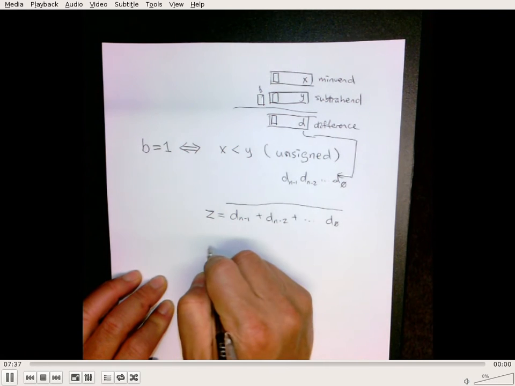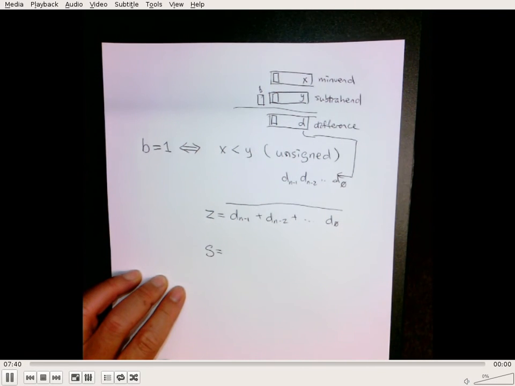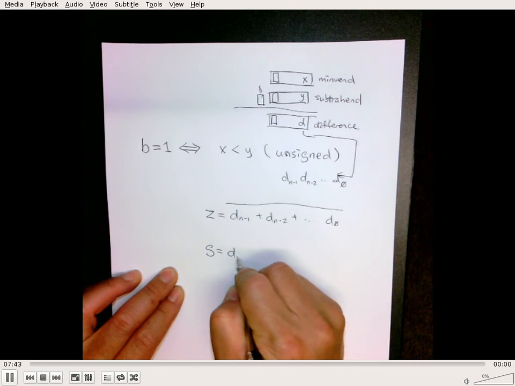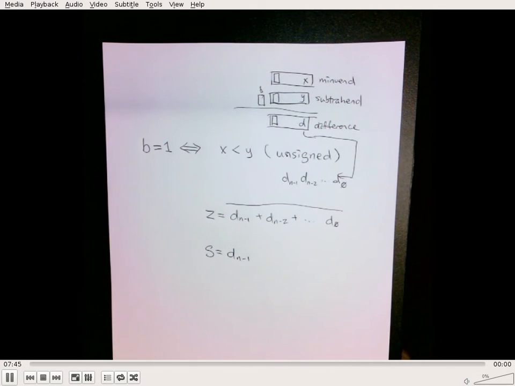So the sign flag, which has its own name, which is just s, is nothing more than just d subscript n minus 1. In other words, the sign flag is just the most significant bit of the result of the subtraction itself. And that is the most intuitive indicator of whether the minuend is less than the subtrahend or not. Because when you look at a normal subtraction, if the minuend is less than the subtrahend and you're dealing with signed or even unsigned values, the result is going to be negative. It makes perfect sense, right?